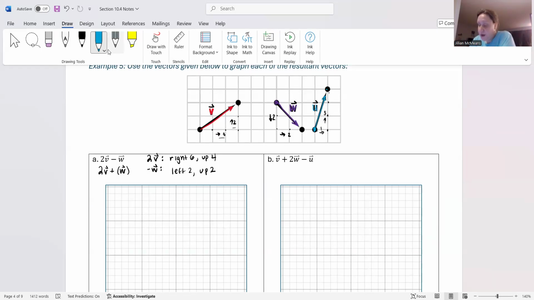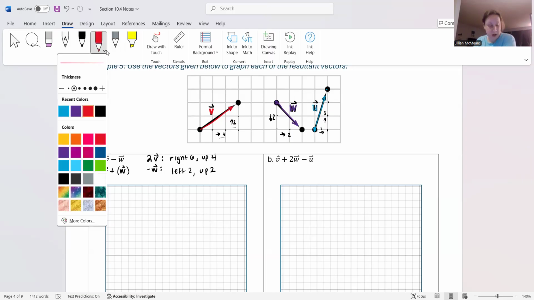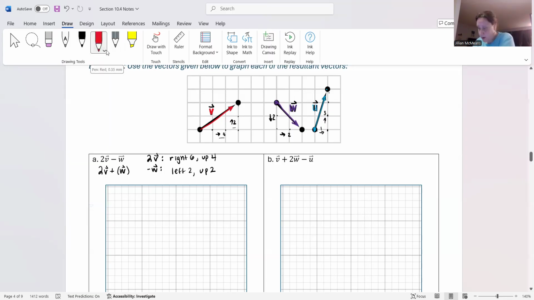Okay, so for 2v minus w, we're going to start by drawing 2 times vector v. So we're going to go red. And let's say we start, I don't know, let's just start here in the middle of what I have on my screen. So I'm going to go to the right 1, 2, 3, 4, 5, 6. Then I'm going to go up 1, 2, 3, 4. So that is vector... Whoopsie. I hate when Word tries to straighten out my image.